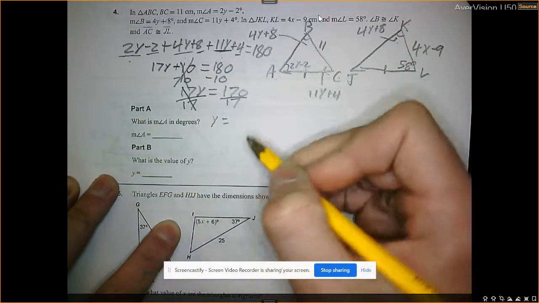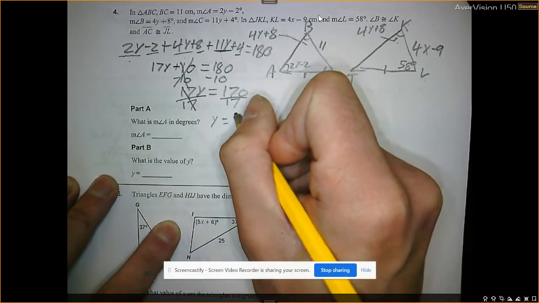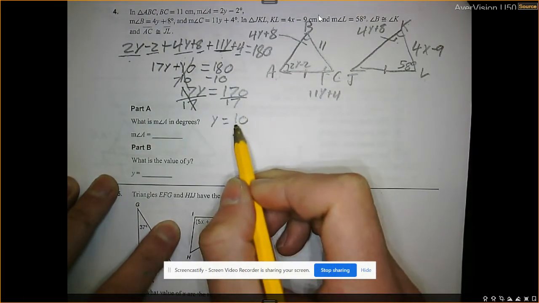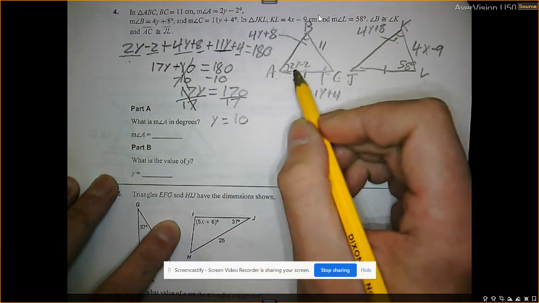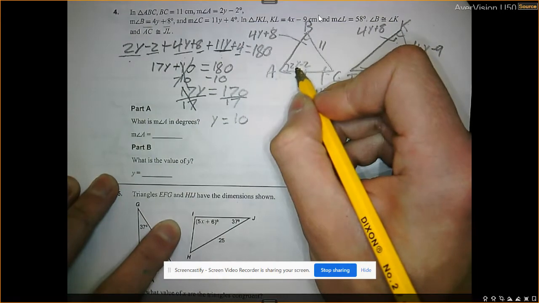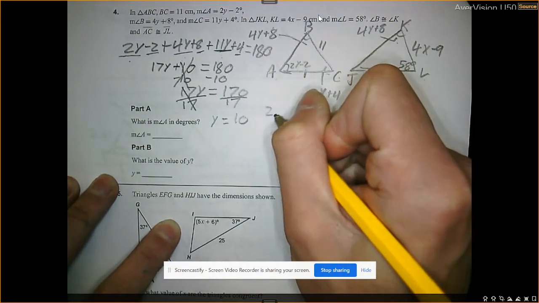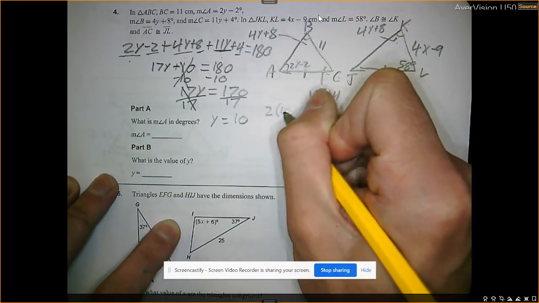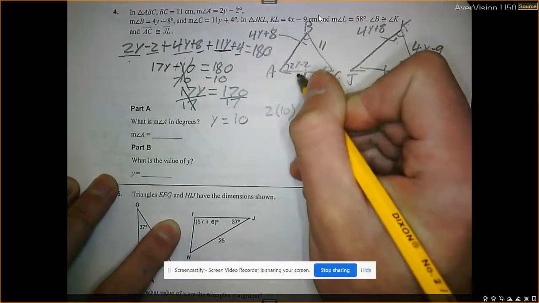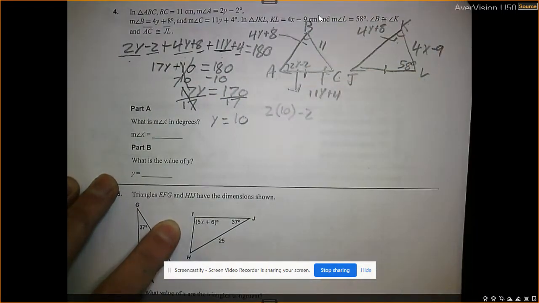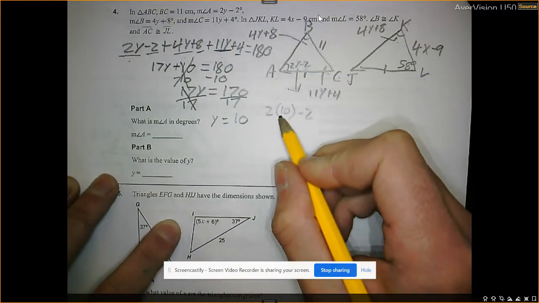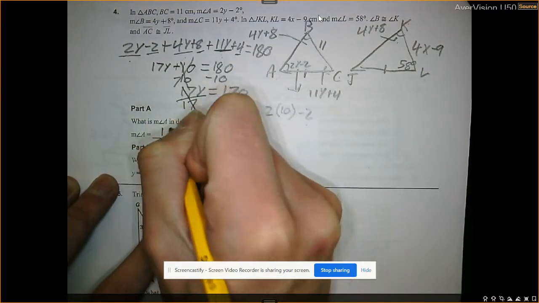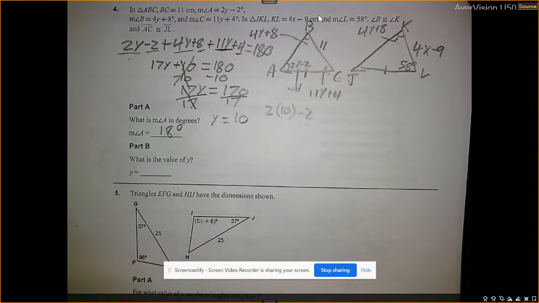And what I do to one side, I got to do to the other. 170 divided by 17 is 10. So y is 10, but that doesn't mean angle A is 10. So now I have to go ahead and take what angle A is, which is 2y, but y is now 10, we found out, minus 2. So I just plug that into there. 2 times 10 is 20. 20 minus 2 is 18. So angle A is 18 degrees.